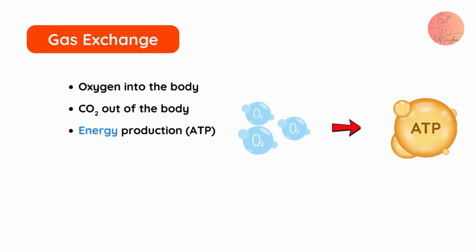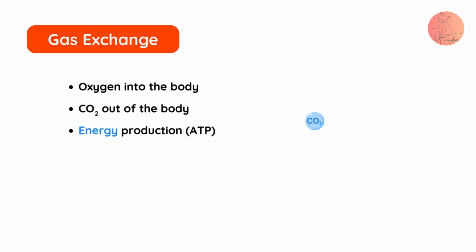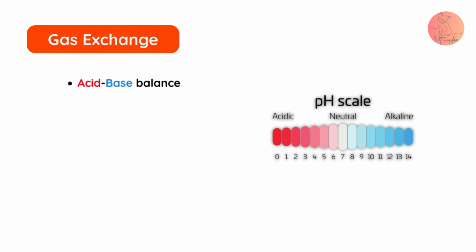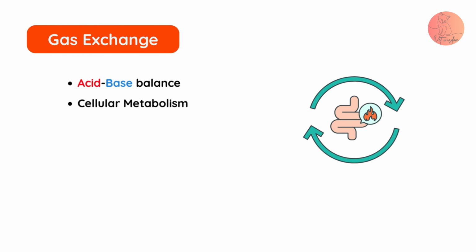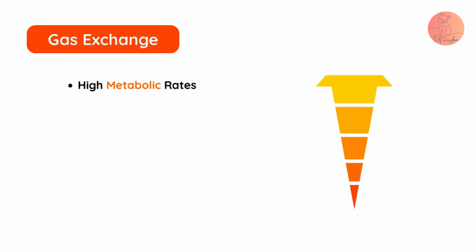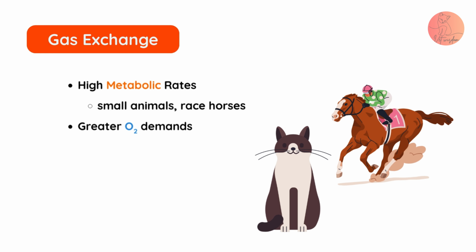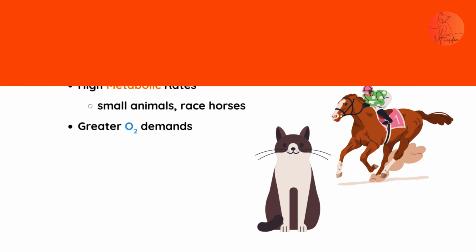Its primary role is gas exchange, bringing oxygen into the body and removing carbon dioxide. Oxygen is essential for energy production in tissues, while carbon dioxide is a waste product that must be eliminated. This gas exchange helps maintain acid-base balance and supports normal cellular metabolism. Animals with higher metabolic rates, like small animals or athletic species like racehorses, have greater oxygen demands.